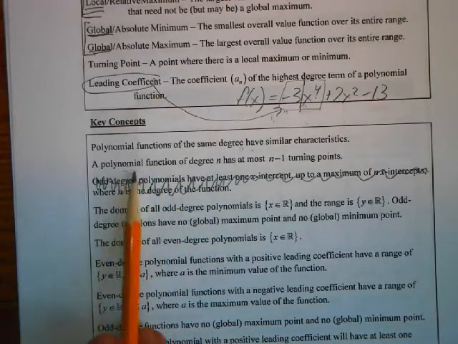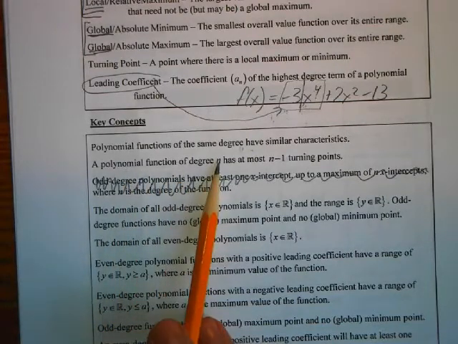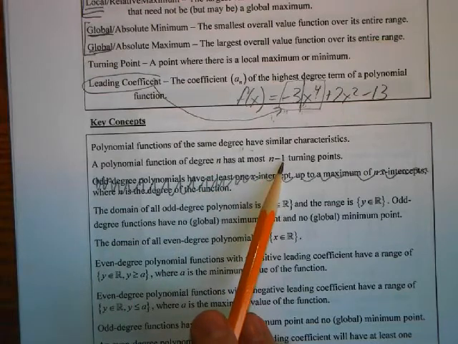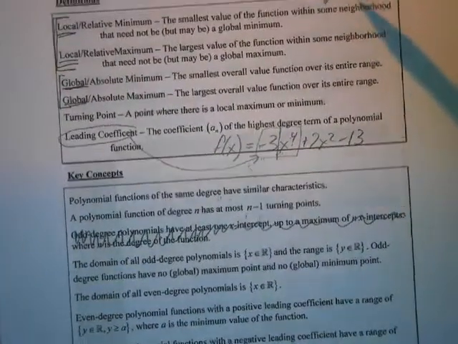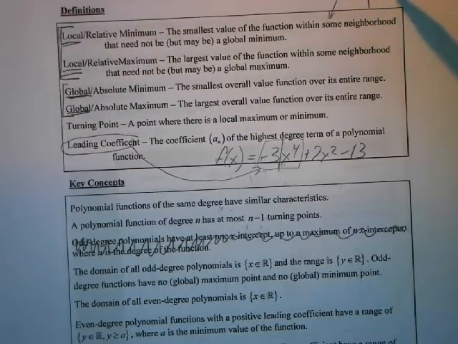This one here: a polynomial function of degree n has at most n turning points. And that's kind of interesting because you can basically look at the degree and say, well, that function can only have so many turning points. So you can use that to your advantage. You could look at a graph. For example, if I went back to this graph, this has 4 turning points.